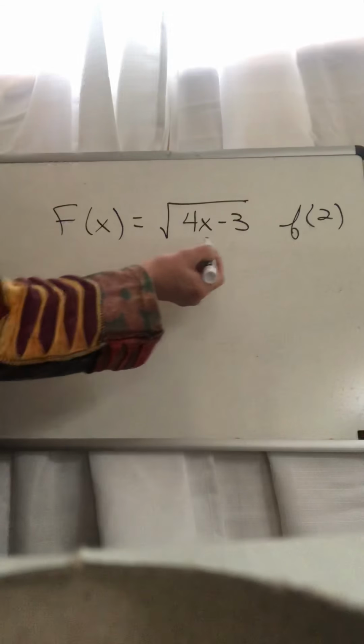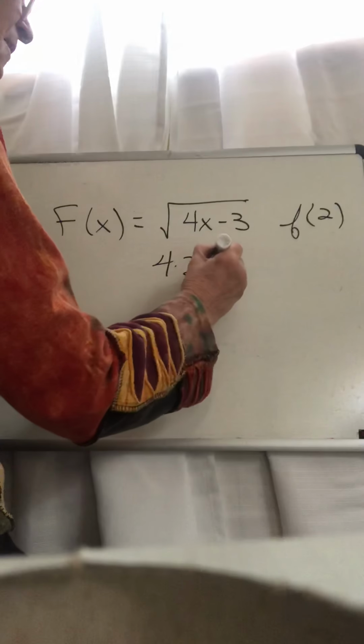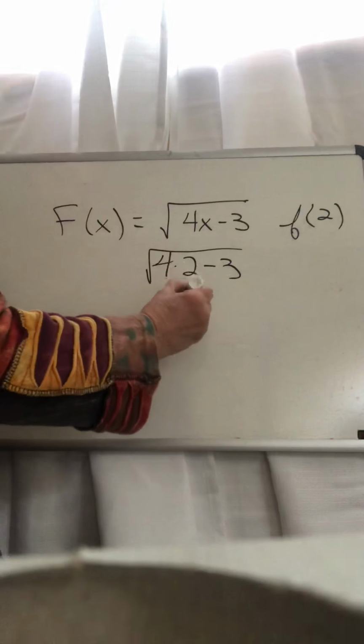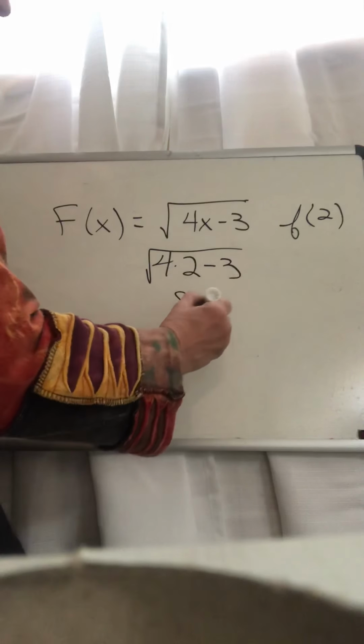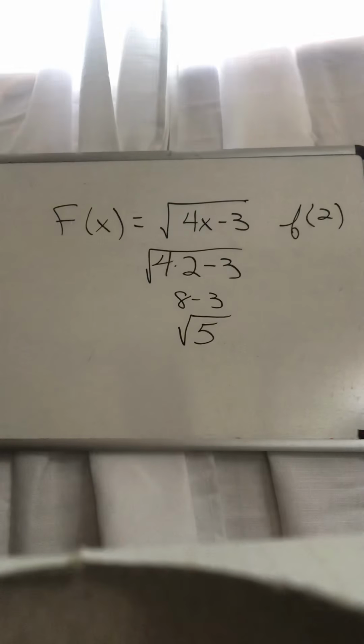So we're going to substitute the x for the 2, so then it would be 4 times 2 minus 3, and that's still all inside the radical sign. 4 times 2 is 8. 8 minus 3 is 5. And so then we would be looking for the square root of 5.